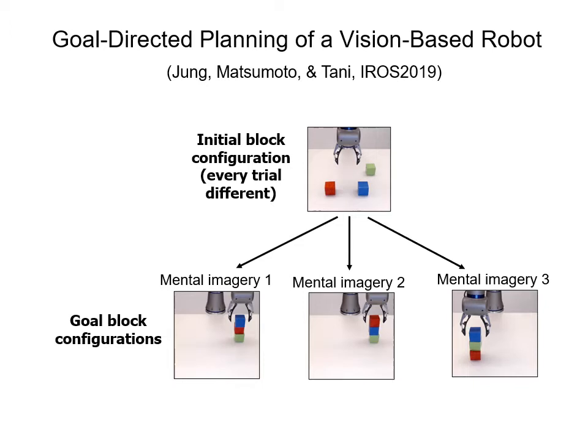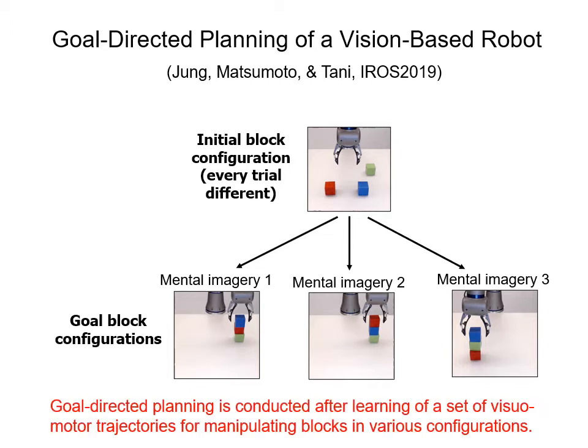the goal. Before doing this planning test, we tutor the robot in many different ways of manipulating the objects, and the recurrent neural network learns about it. After a sufficient amount of learning, this type of goal-directed planning test is conducted.